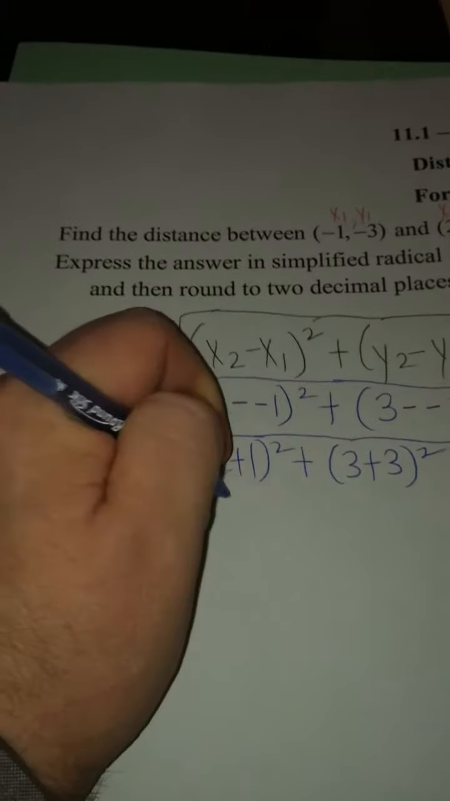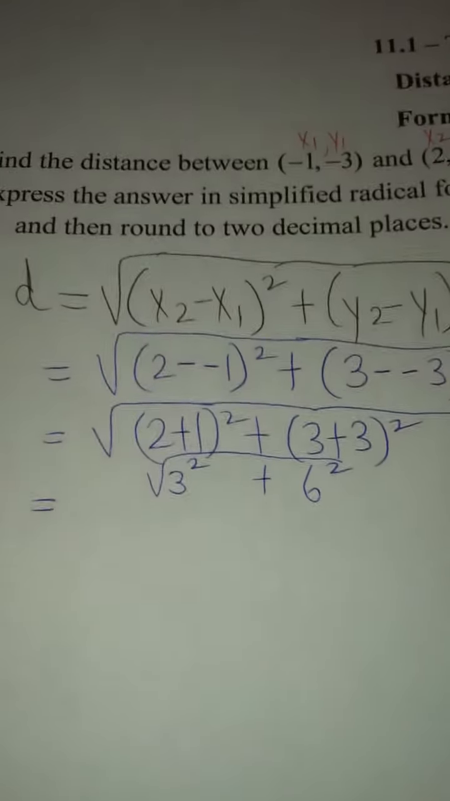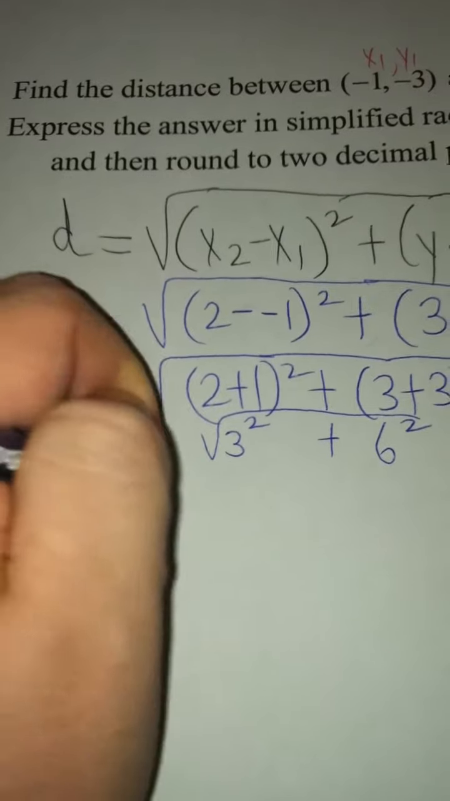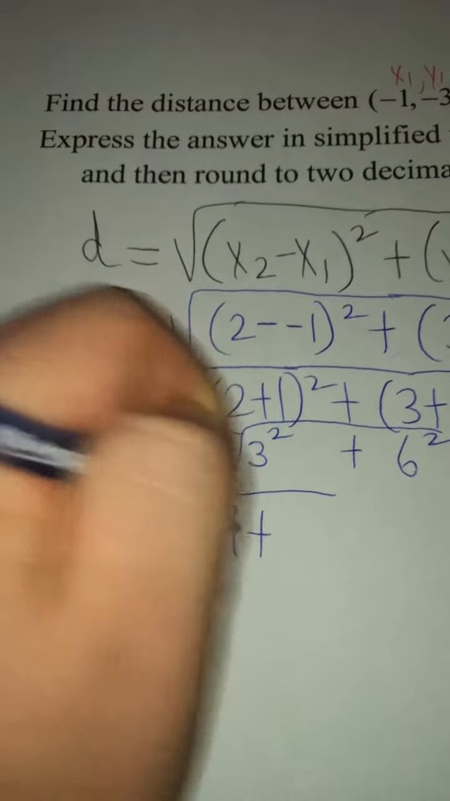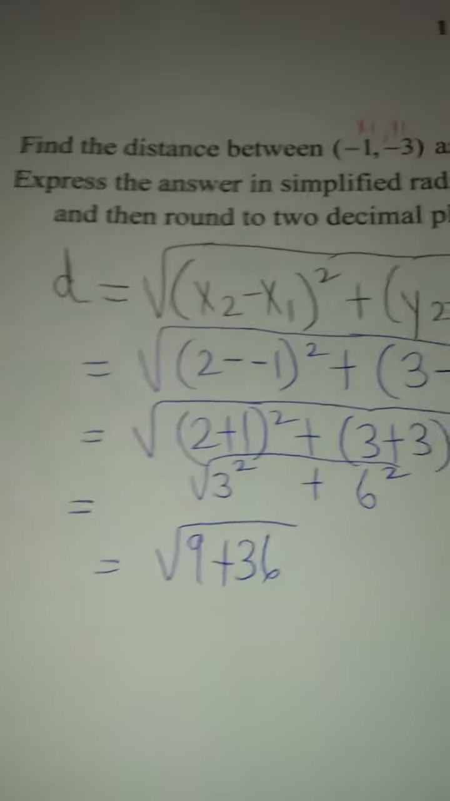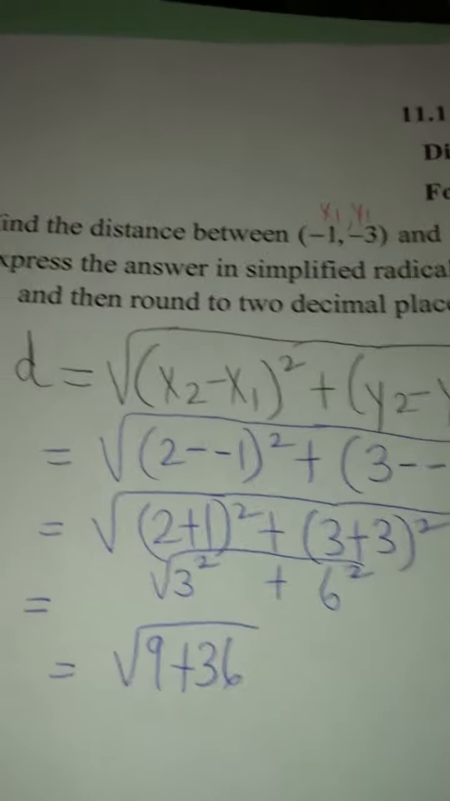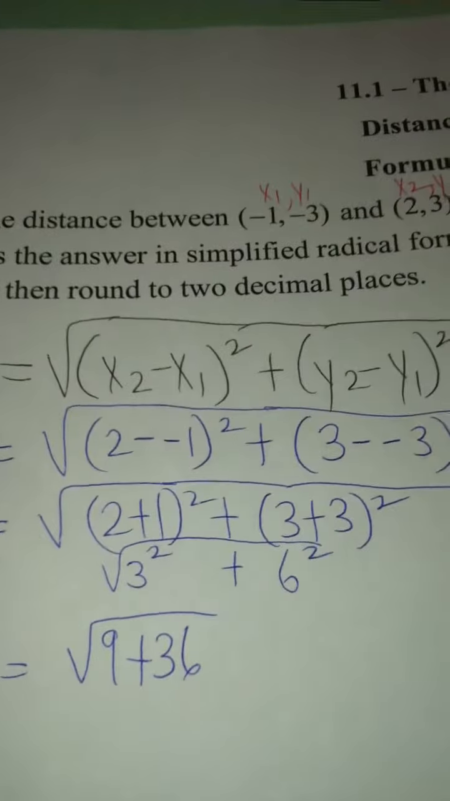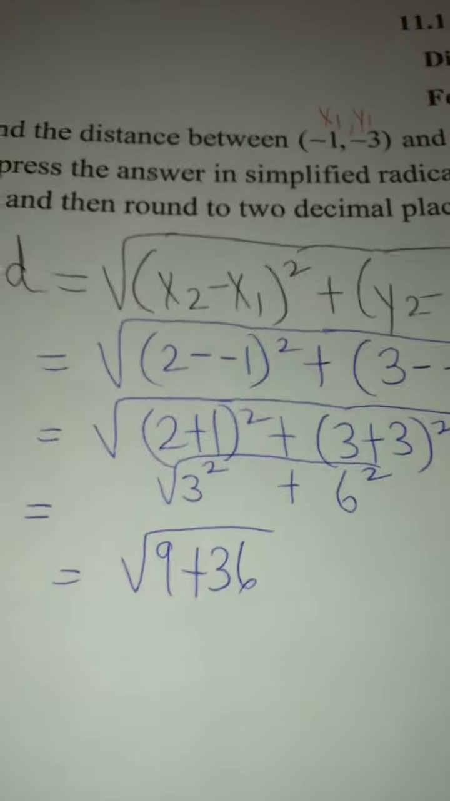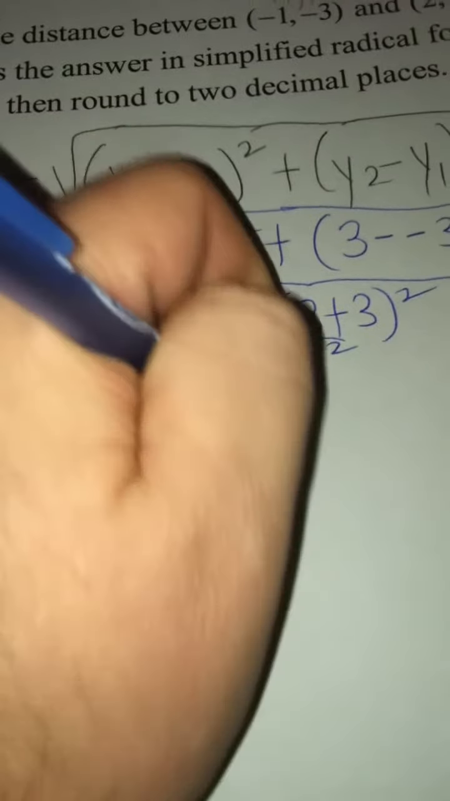Now, just a little bit of math. So 3 squared plus 6 squared, and that will give us 9 plus 36, which would give us the square root of 45.